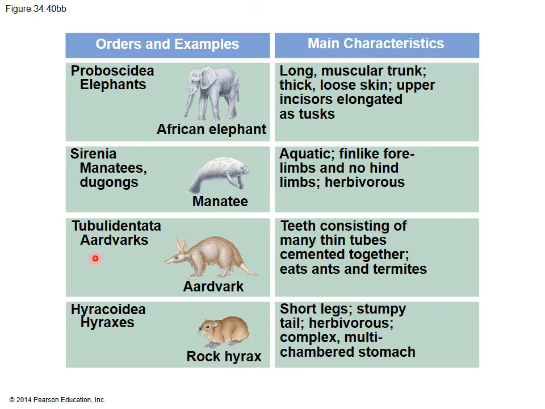Your aardvarks, so this means tube mouth, so they have teeth that are very thin tubes cemented together, and they're good at eating ants and termites. This is an African creature, and it's a very close relative of the manatee and the elephant. They look almost like a gopher, so it's kind of strange to think of these guys all being so closely related, but they are.